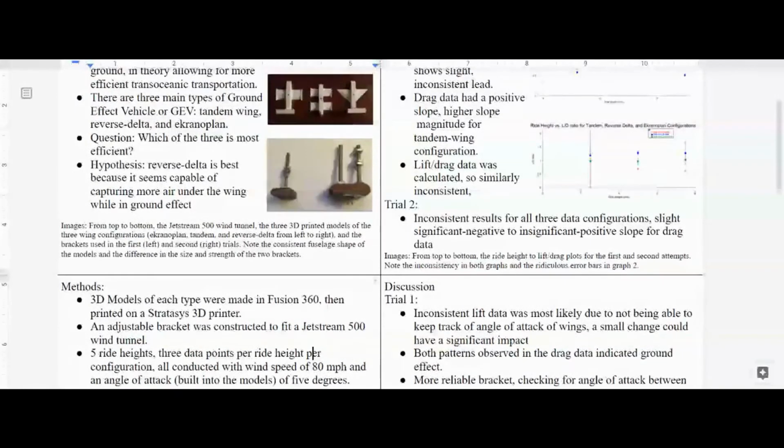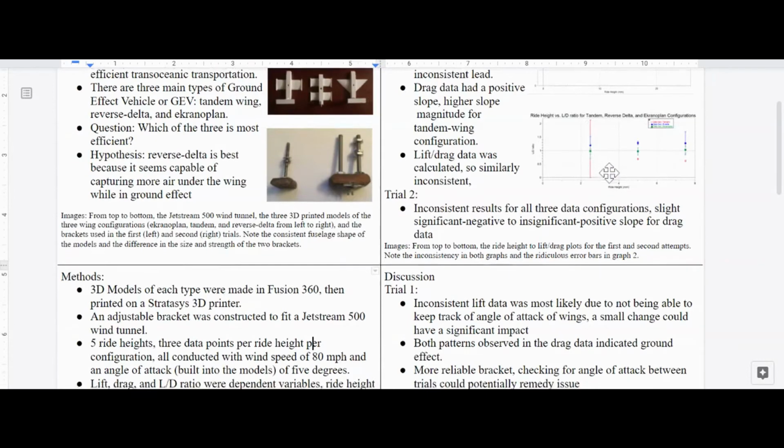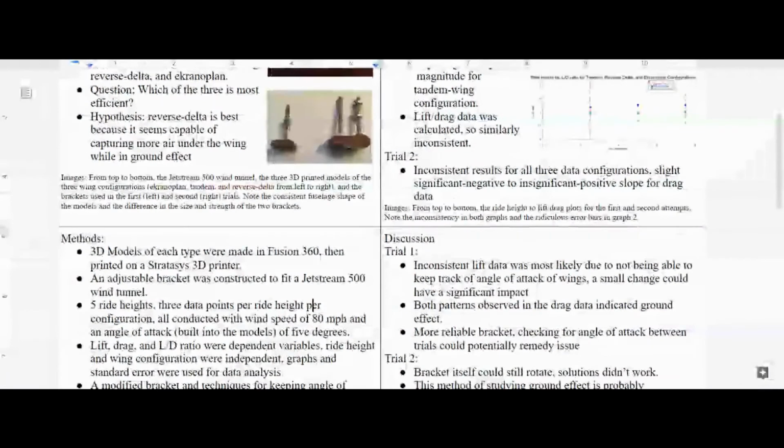Trial 2 also had inconsistent results. Reverse delta was consistently best, but there was no pattern in change that was consistent across all three models, and the margins of error were too high for that pattern to be considered significant.